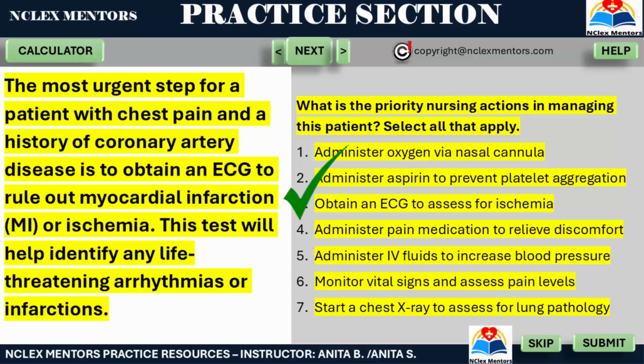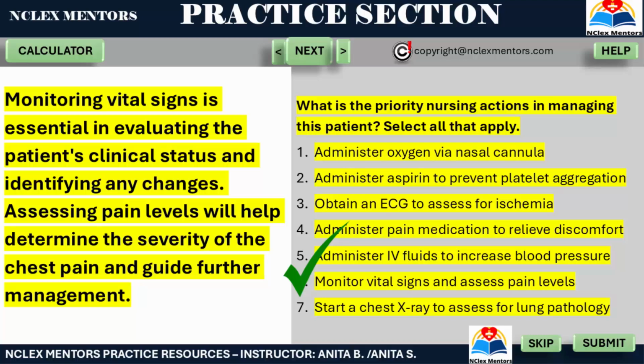3. Obtain an ECG to assess for ischemia. This is correct. The most urgent step for a patient with chest pain and a history of coronary artery disease is to obtain an ECG to rule out myocardial infarction, MI, or ischemia. This test will help identify any life-threatening arrhythmias or infarctions. In accordance with the ABC framework, airway, breathing, circulation, the circulatory aspect, cardiac assessment, is the priority here, followed by oxygenation.